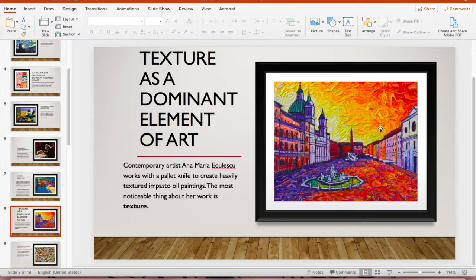How does she use it? Well, you would talk about how she uses it in this very impasto, thick layering way in the painting. Why? Probably to create a sense of style here, okay?